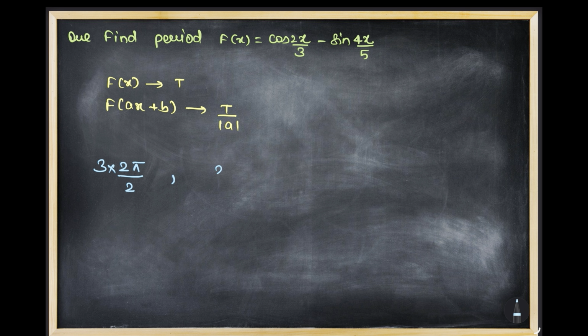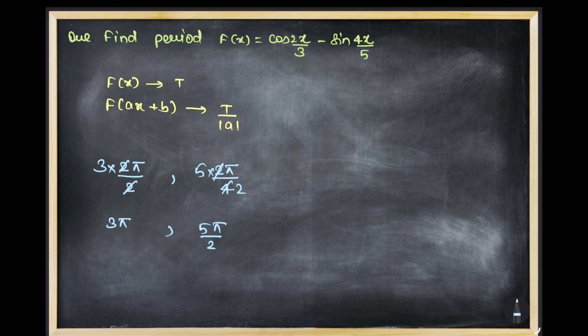So the period of the sine function is also 2 pi and the coefficient is 4 by 5. So it is 4 by 5. Correct? This one is 3 pi and the other is 5 pi by 2. Is that okay? Now, if both are irrational numbers, correct?